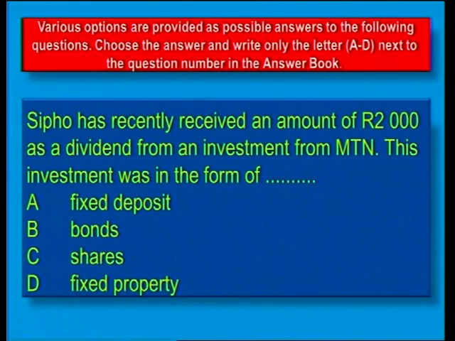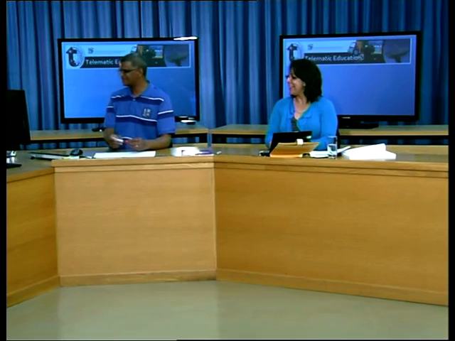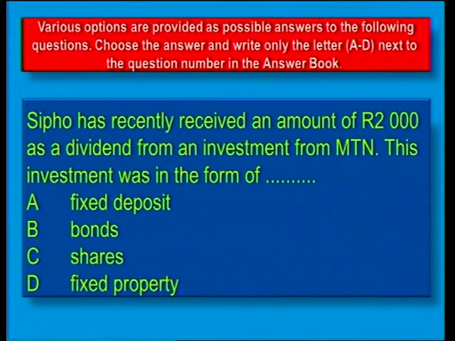I guarantee you, because we covered this in the section called investment opportunities. So I'm sure if we had 100 learners sitting there watching us now, all of them would know the answer immediately. But let's give them another 5 seconds, see quickly if the answer comes through. Come, learners. This investment was in the form of what type of investment opportunity? Sipho received a dividend.